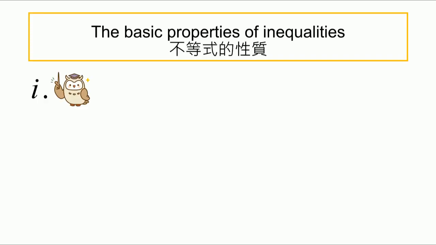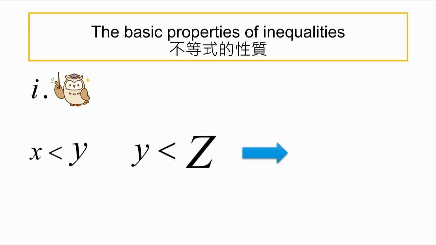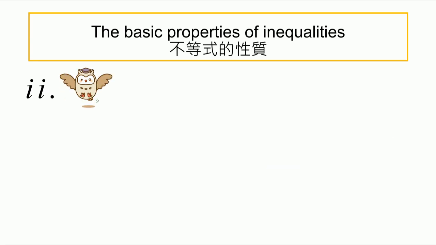First, we need to talk about the basic properties of inequalities. The first property is that if x is smaller than y, that means y is larger, and if y is smaller than z, then we can connect both relations, and then x is smaller than z, in which z is the largest.